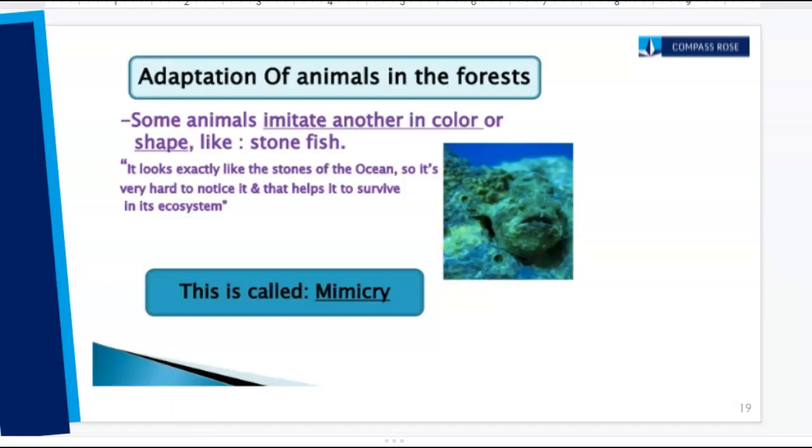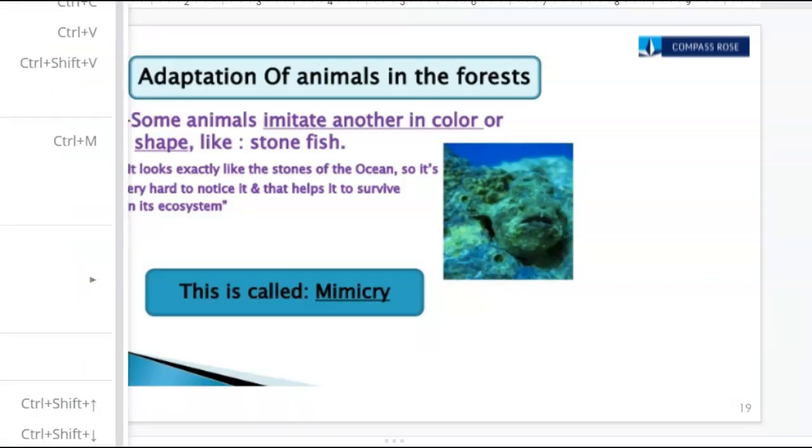And we also see this in butterflies, and we also see this with caterpillars, and we see this with praying mantises. So we do see this with a lot of other animals as well.